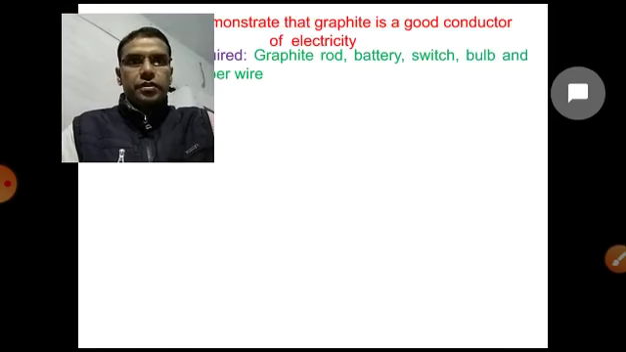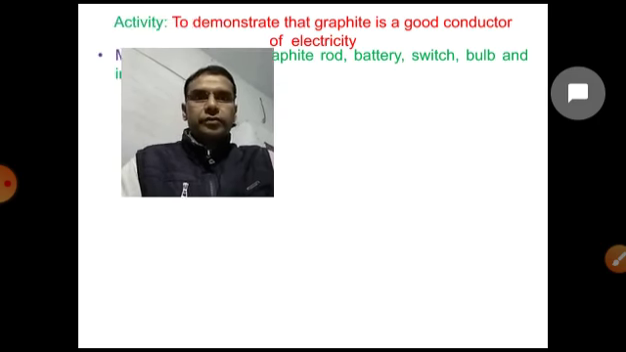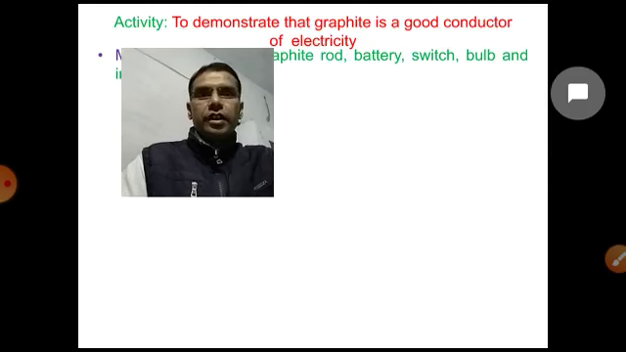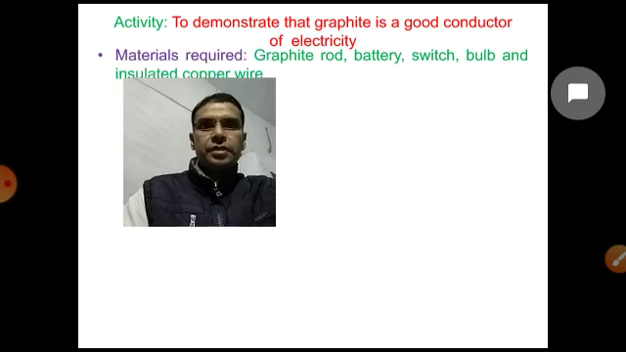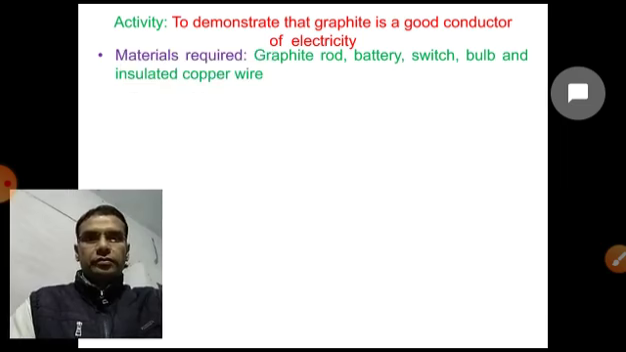Now the next topic, the activities. The aim of this activity is to demonstrate that graphite is a good conductor of electricity. This activity is very simple. You can also perform it at home. So first, the material required: graphite rod, battery, switch, bulb and insulated copper wire.